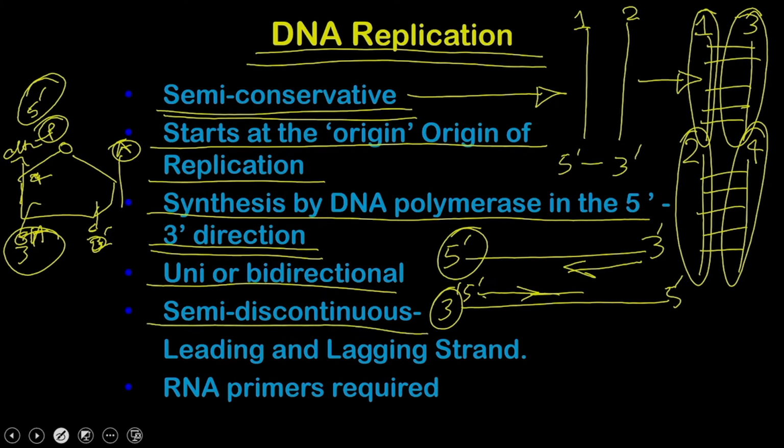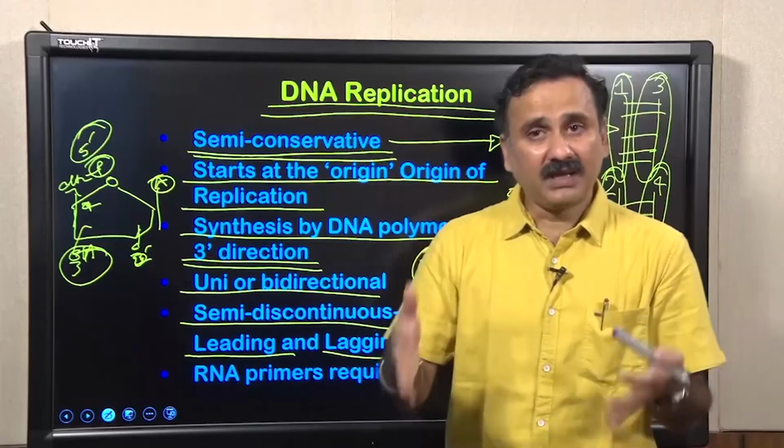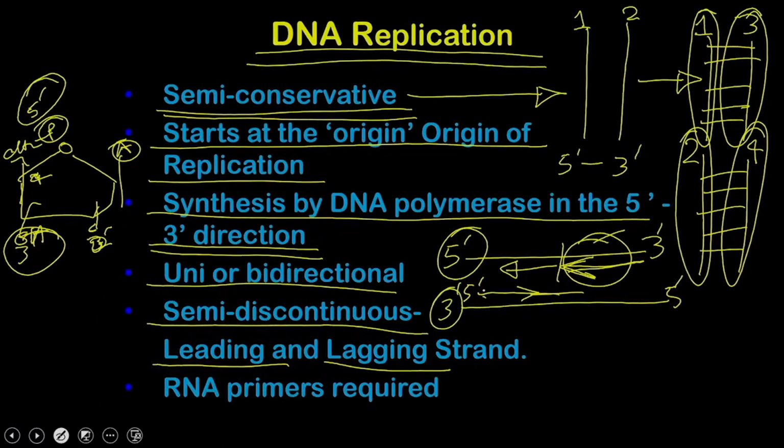It is semi-discontinuous, for example. Semi-discontinuous means it is going to continue for some time, then stop, and then continue again, and that is why it creates two different types of strands. One is called the leading strand, the other is called the lagging strand. The strand which synthesizes the DNA in multiple steps is called the lagging strand, whereas the strand which starts from one end and continues like that is called the leading strand.